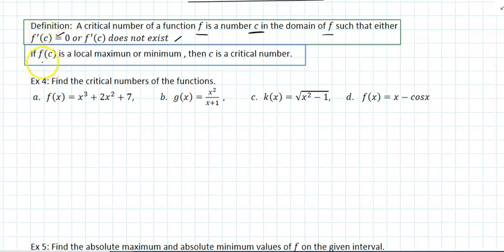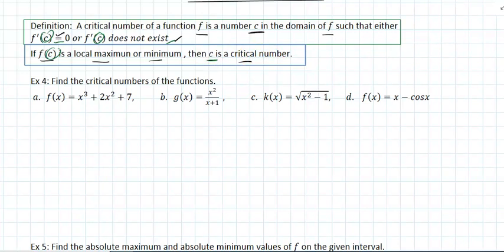But if f of c is a local maximum or minimum, then c must be a critical number. What does that mean? Not every critical number is a maximum or a minimum, but if there is a maximum or a minimum, it must happen where the derivative equals 0 or the derivative does not exist. That's how you find that number c.